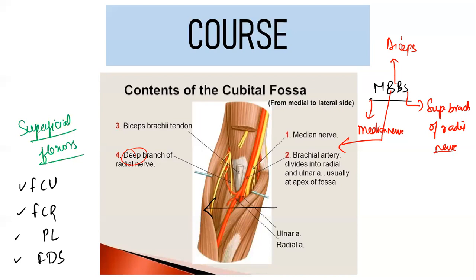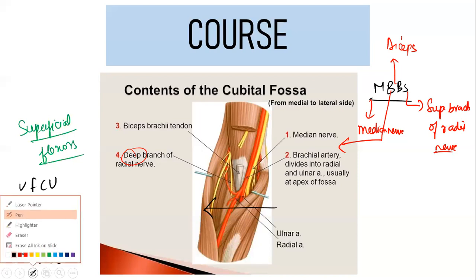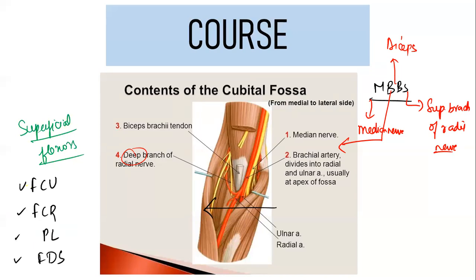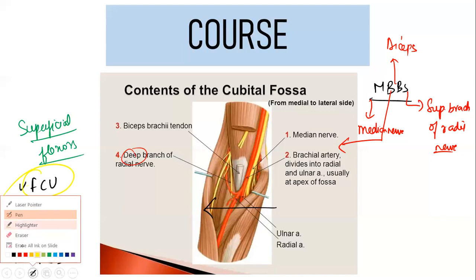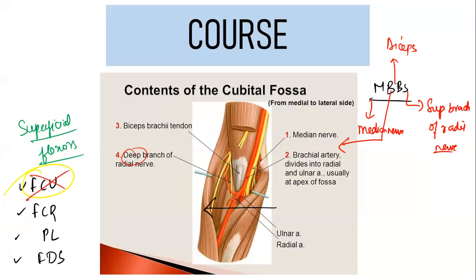Now, in the very beginning, I told you the median nerve is full of exceptions, right? Will the median nerve supply all the superficial flexors? No, it is not going to supply one muscle. What is that muscle? That is flexor carpi ulnaris. So except flexor carpi ulnaris, all the three superficial flexors, that is flexor carpi radialis, palmaris longus, and flexor digitorum superficialis, are supplied by the median nerve branches arising at the cubital fossa.